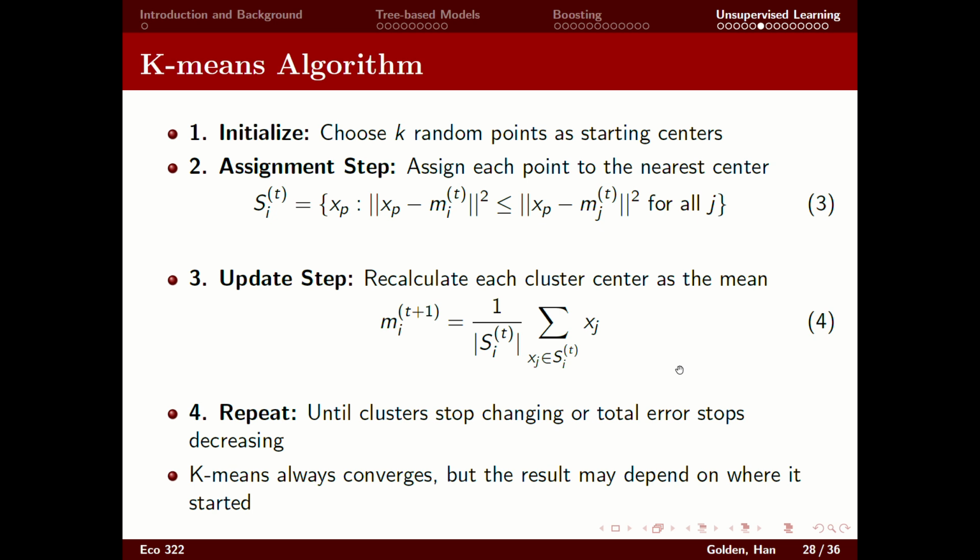So you initialize: you choose k random points as starting centers. You assign each point to the nearest center. You update by recalculating each cluster center as the mean, and you repeat until the clusters stop changing or the total error stops decreasing. This always converges, but it has different results based on where it starts.